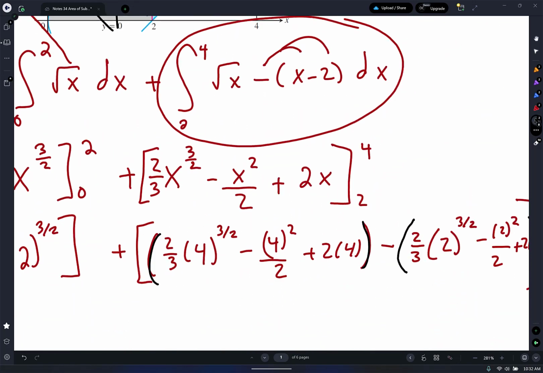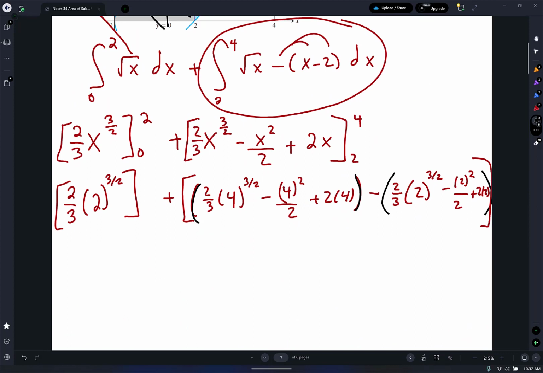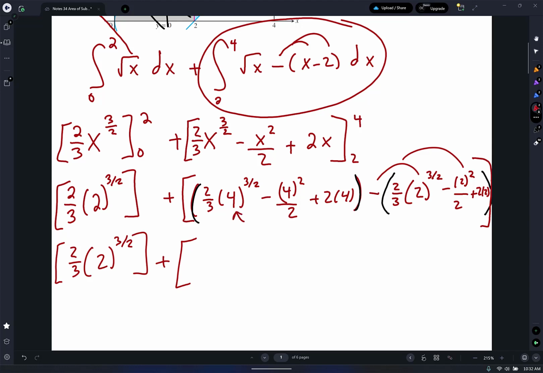Okay. All right. So now let's see if we can figure this out. I'm going to distribute this negative. Let's see what I have. Well, let's see what this is first. 2/3 times 2 to the 3/2 plus, let's see. The square root of 4 is 2. I'm trying to get this to be smaller. And 2 to the 3rd is 8, and 8 times 2 is 16.